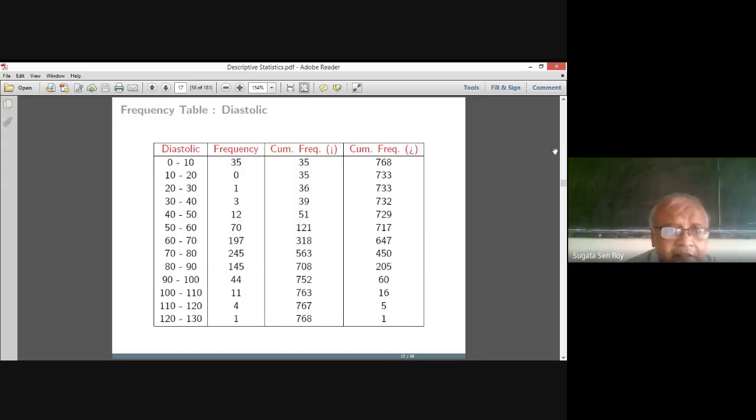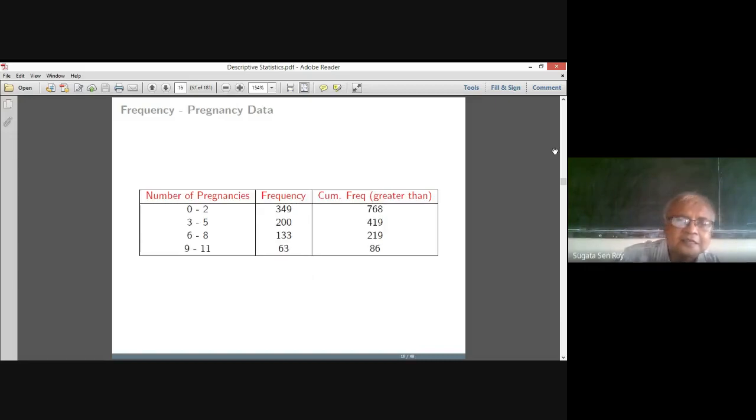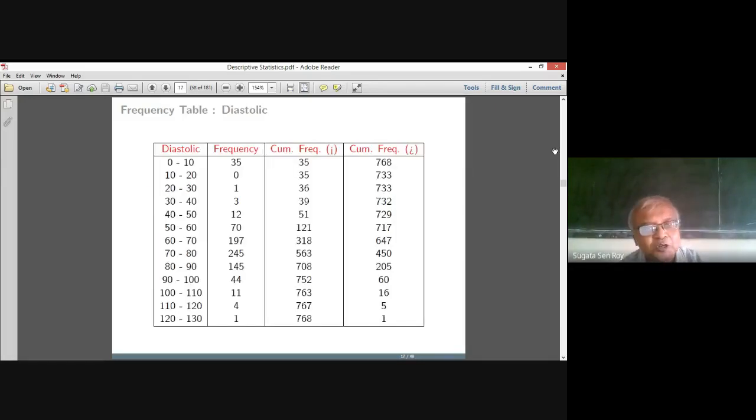You see, in this case, we have 0 to 2, 3 to 5, 6 to 8, and in this case, it's 0 to 10, 10 to 20, 20 to 30, 30 to 40, etc. And again, you have the second column giving you the frequency. But there is an inherent difference between these two examples. What is it?